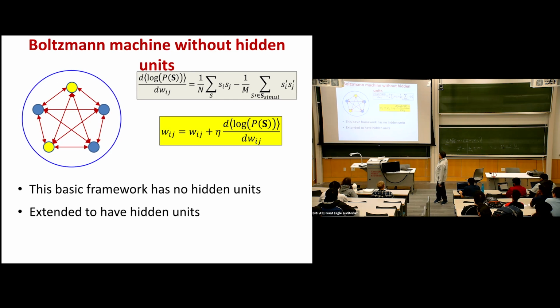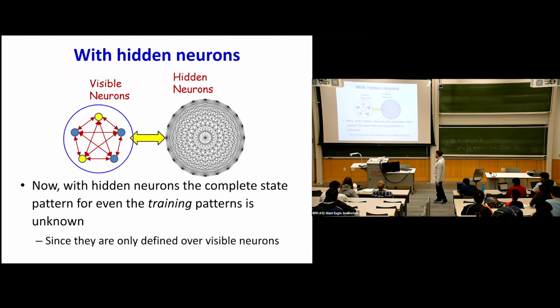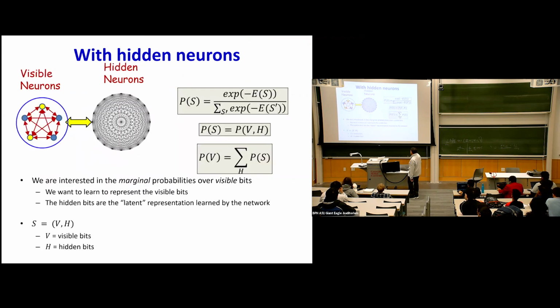let's go back and look at our problem again. This basic framework has no hidden units. We are extending it to have hidden units. But now, with the hidden units, the complete state pattern for even the training patterns is unknown because the training patterns are only defined over the visible units. But what are you really interested in?